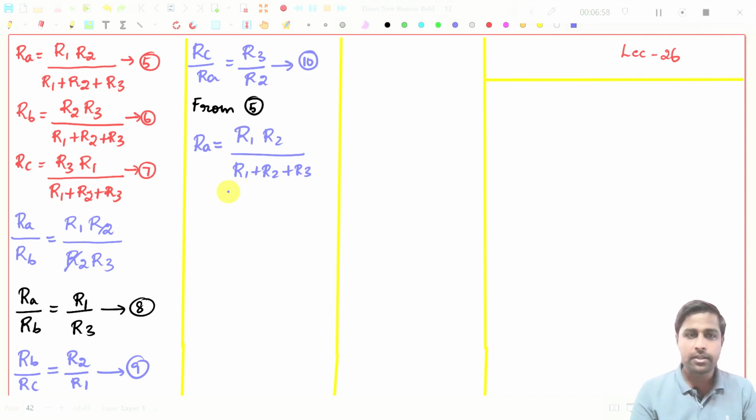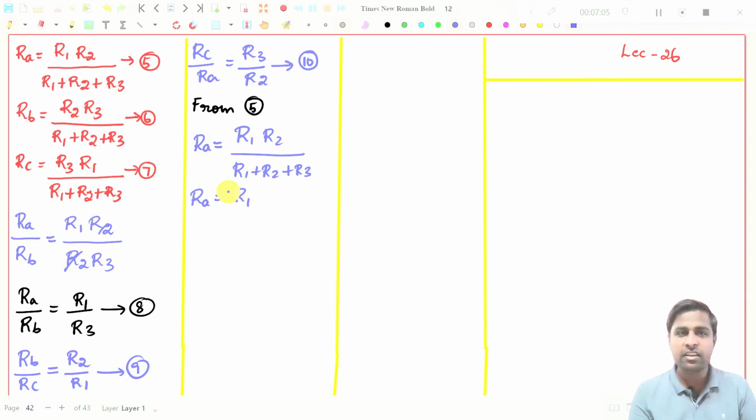See, RA I will keep as it is. I don't have any problem. Since R1 I need to find, I will keep R1. And instead of R2, we have many expressions. Instead of this R2, you can substitute. R2 will be equal to R1 into RB by RC, right? From expression number 9, I am just substituting here. So that should be into R1 into RB by RC, right? Like this I will get.